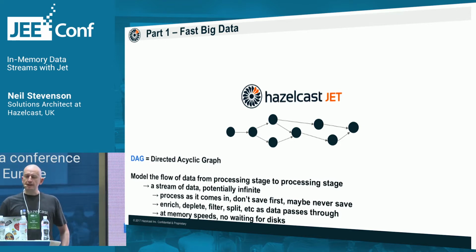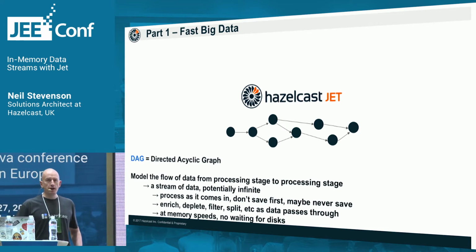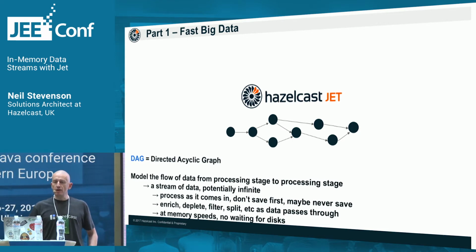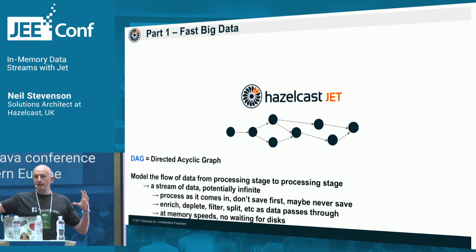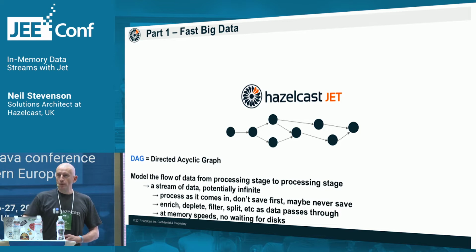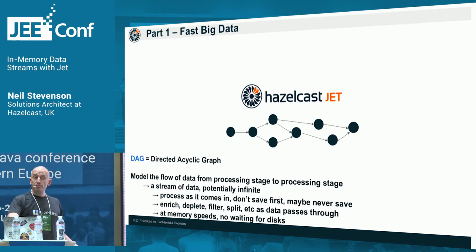Jet has an architectural pattern based around a directed acyclic graph, where you're writing little pieces of code, little functions that take a little bit of input and produce a little bit of output. And you chain these together to make your processing. Now, because it's Hazelcast, it runs in memory, and that makes it very, very fast. As anybody who was in the previous presentation will know, how slow disks are compared to how fast memory is.